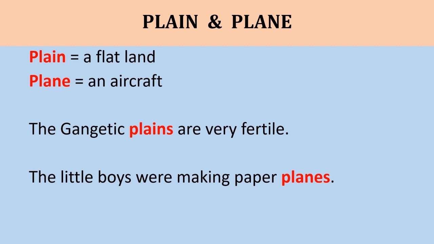The next pair, pronounced as plain, has two different spellings. PLAIN and PLANE. Pronunciation is plain, spelling is different, and meaning is also different. PLAIN, plain, is a flat land. PLANE, plane, is an aircraft. Now we have two sentences. The Gangetic plains are very fertile. That is the flat land next to the Ganga, the river. The little boys were making paper planes. Small children, they make various things out of paper, and that is paper planes.